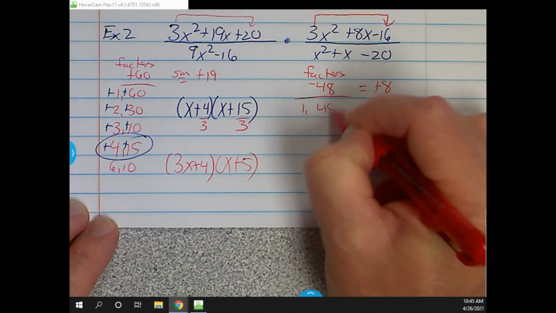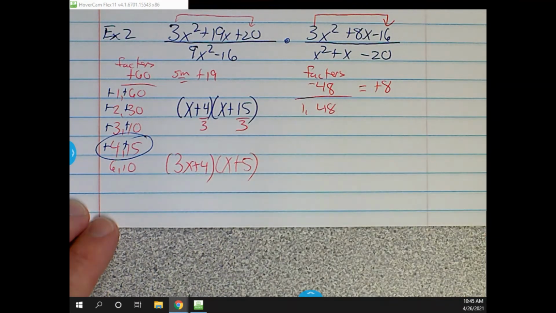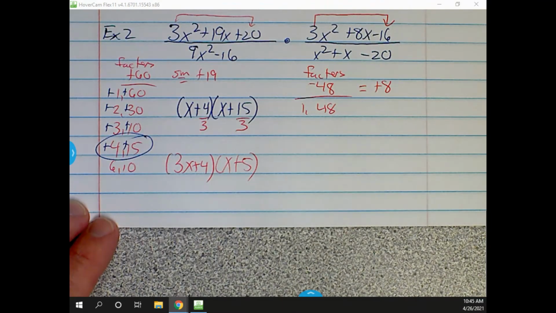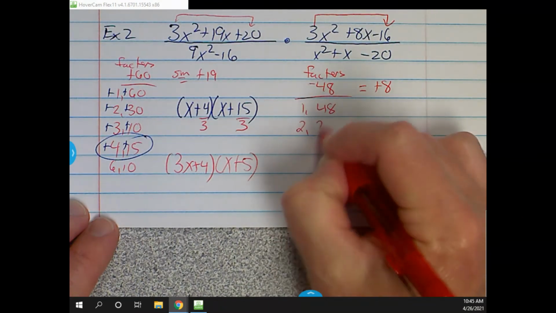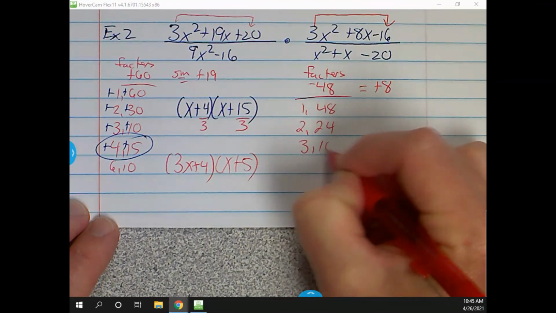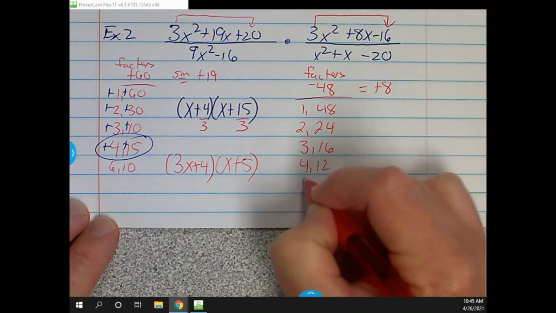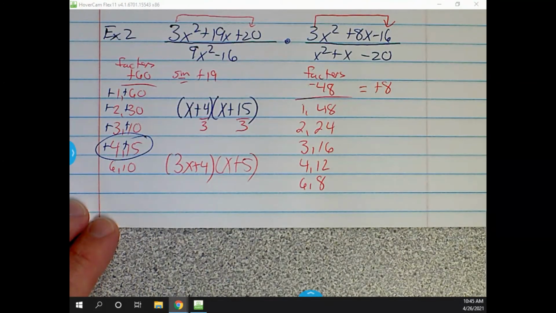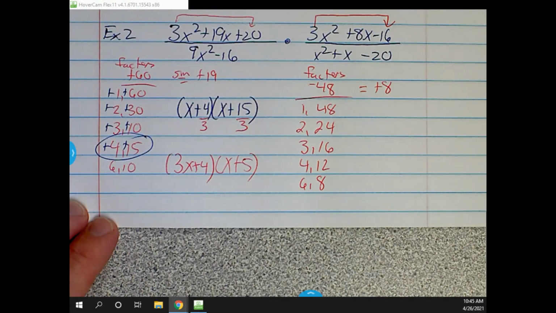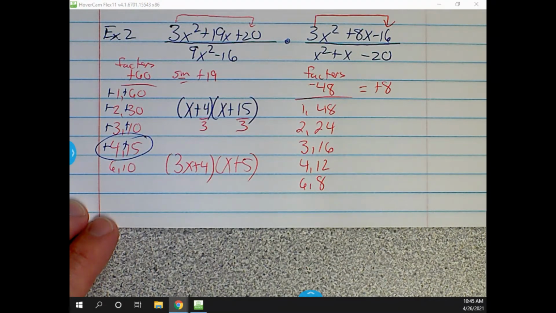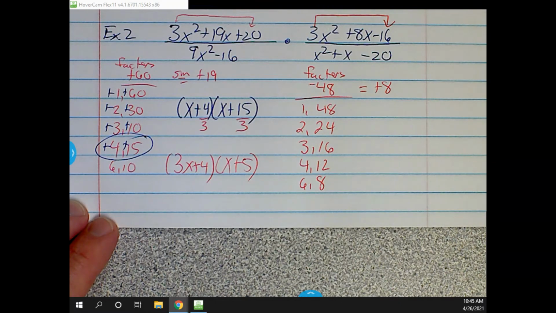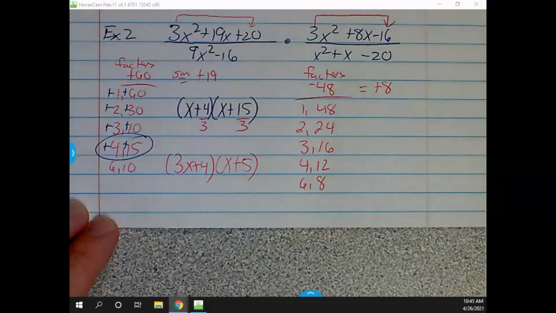All right, this one is a little bit tougher because anytime you've got a negative in there, that's going to make things a little bit more complicated because then we have to worry about what all the signs are. Okay, 48 has a decent amount of possible factors. So we've got 1 and 48, 2 and 24, 3 and 16, 4 and 12, and 6 and 8.